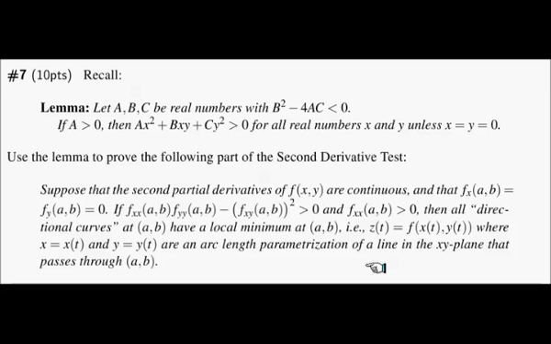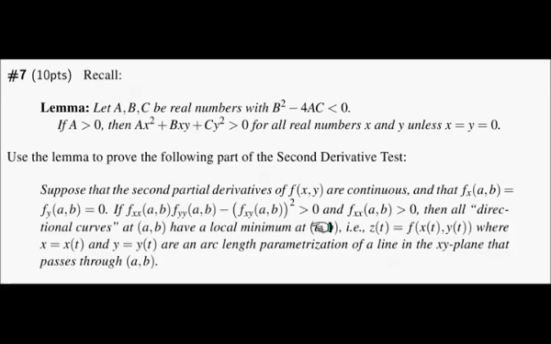So the problem we have here is the following. We're going to use that lemma to prove one part of the second derivative test. We assume this standard condition: the second partial derivatives of f of x, y are continuous, not just exist. And another thing is that the partial derivatives at a given point, a comma b, are 0. So the x partial and y partial are 0.